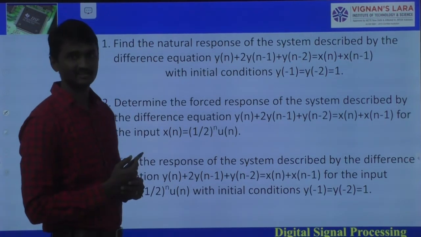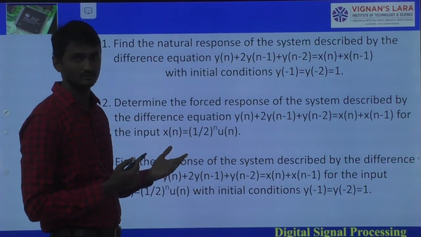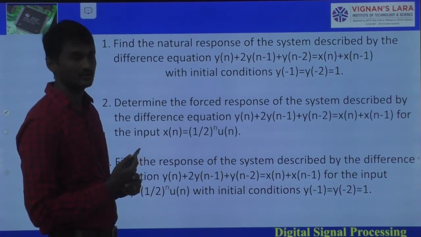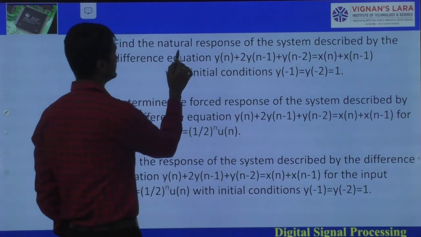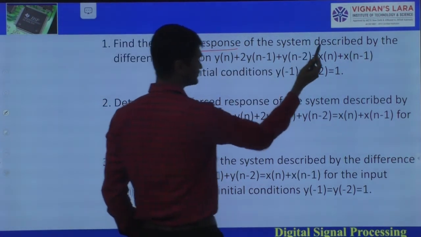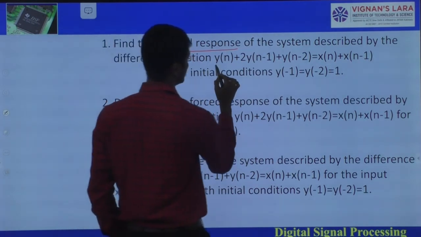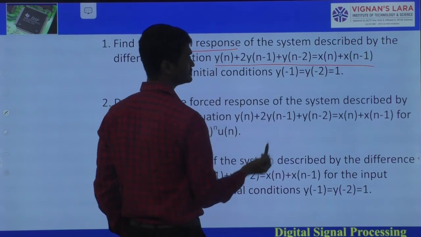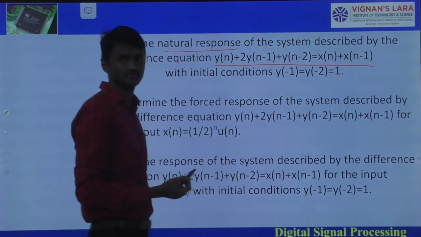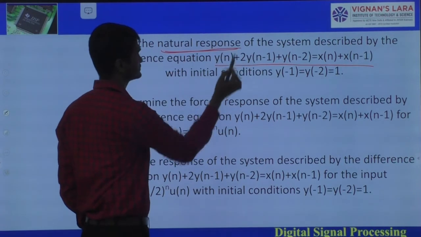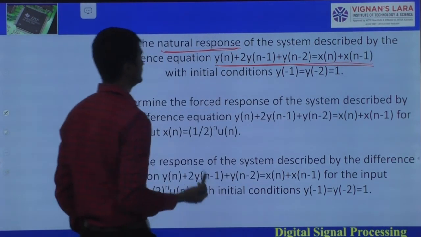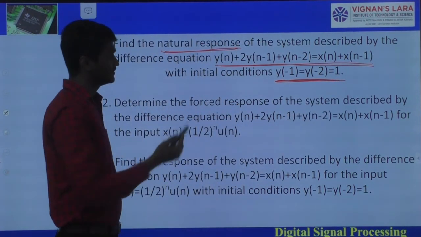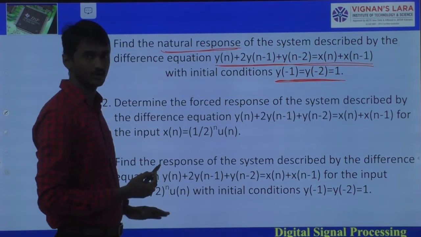So these are the example problems we have to solve. Okay. So please try to solve all these examples. This first one is: find the natural response of the system described by the difference equation y of n plus 2 into y of n minus 1 plus y of n minus 2 is equal to x of n plus x of n minus 1. We have to find the natural response for the given difference equation with initial conditions, where y of minus 1 is equal to y of minus 2 is equal to 1.